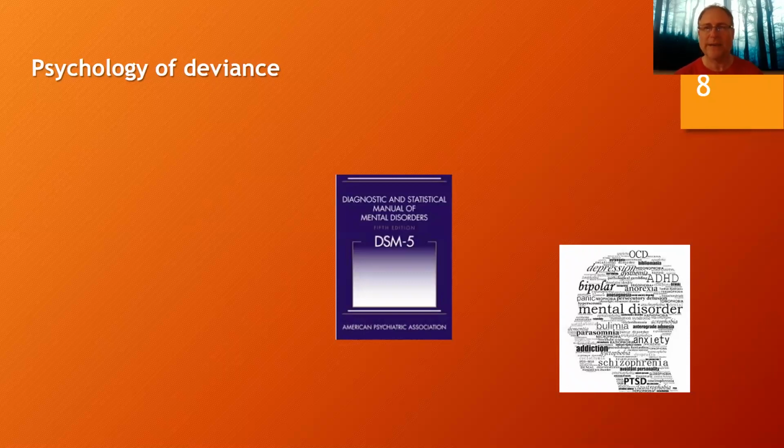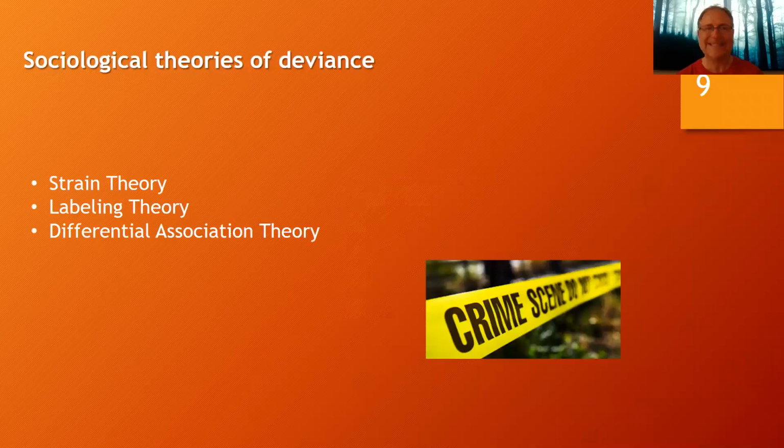Now, when we look at the biological and the psychological theories of deviance, they both have one thing in common, and that is that they view deviance as a trait of individuals. In other words, within individuals. We're going to turn our attention to sociological theories of deviance, which focus outside of the individual. We will talk about strain theory, labeling theory, and differential association theory.